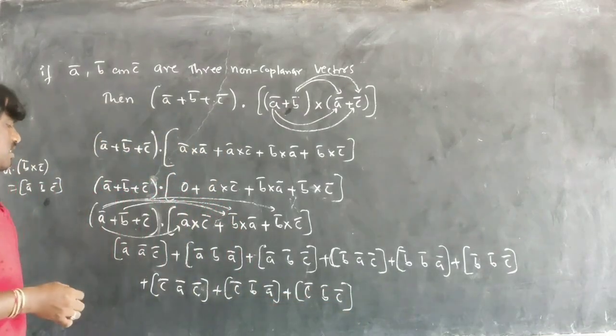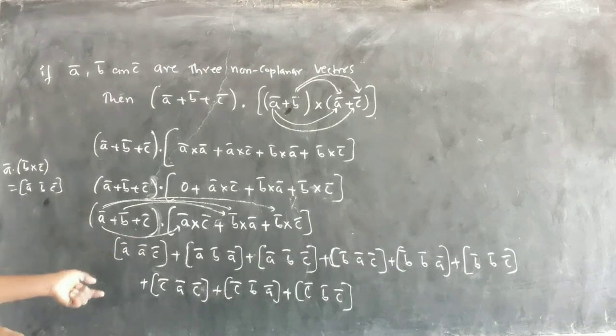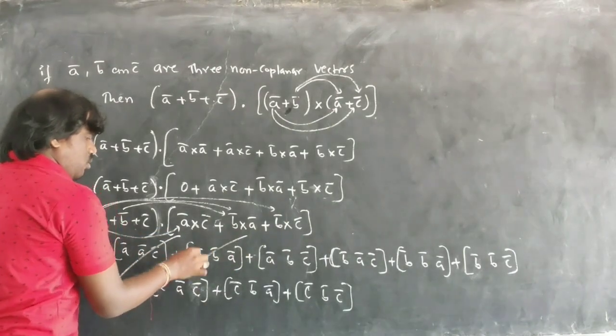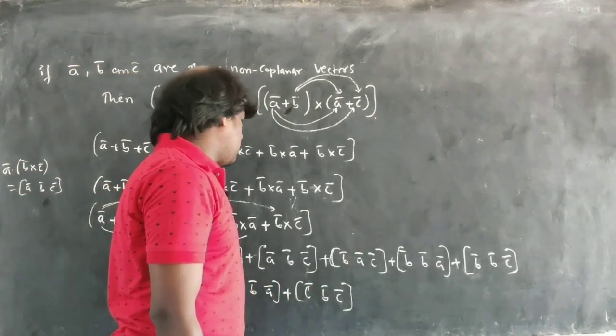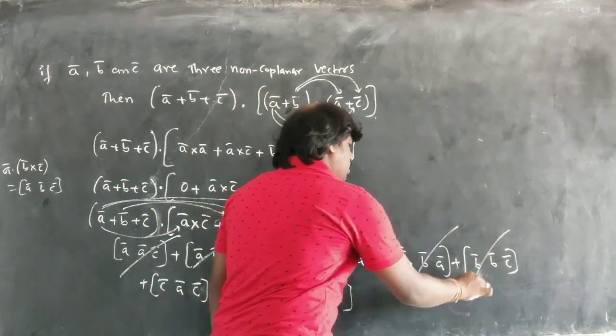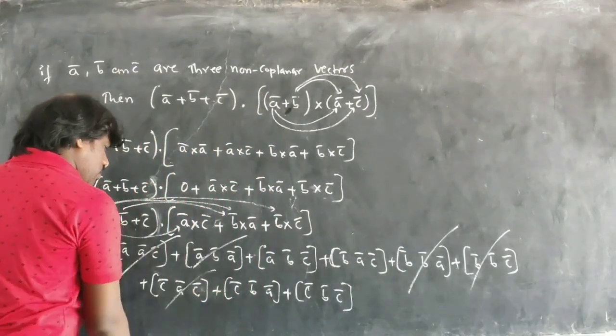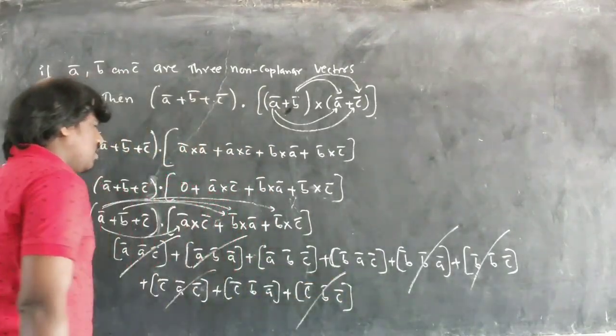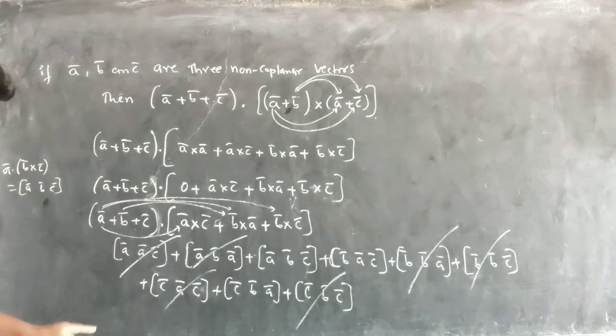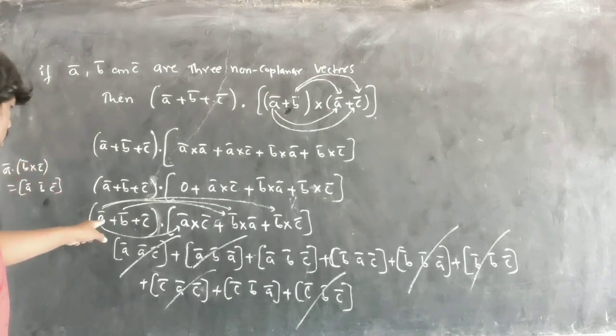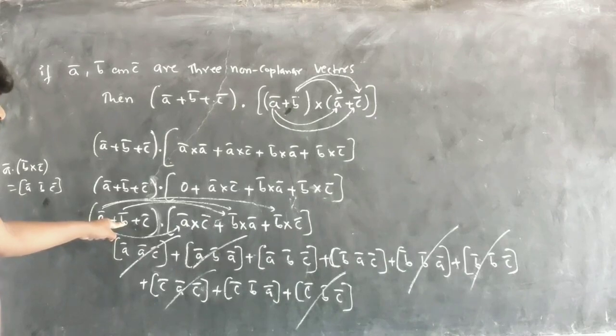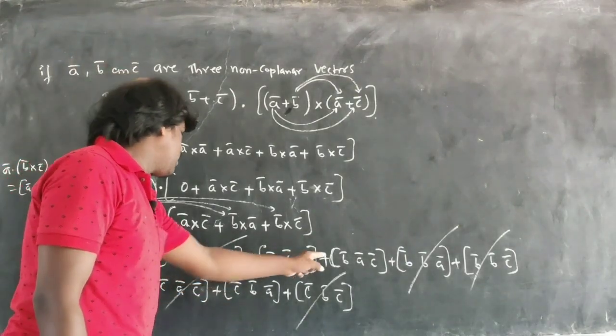Wherever the same vector repeats, that will become 0. So these terms are 0, and we remain with three things. Any other things left? ACA, BCA... all done. Now these three are left, let us calculate these values.